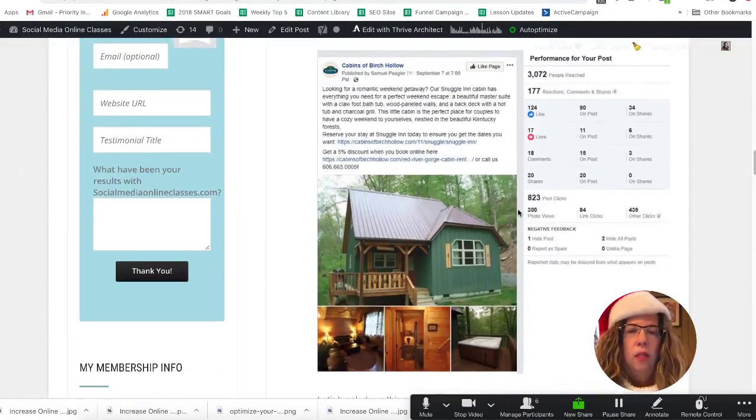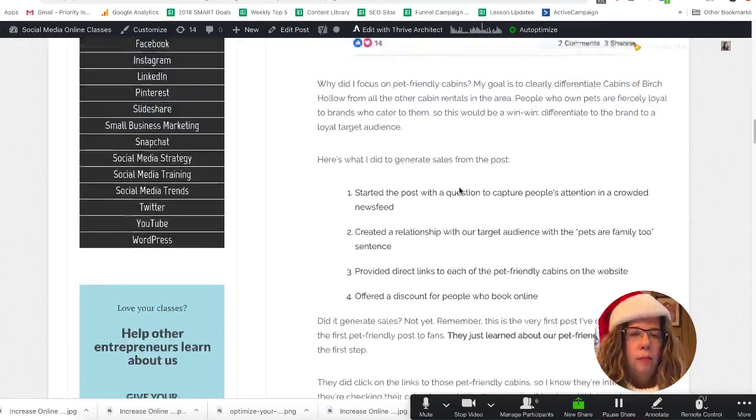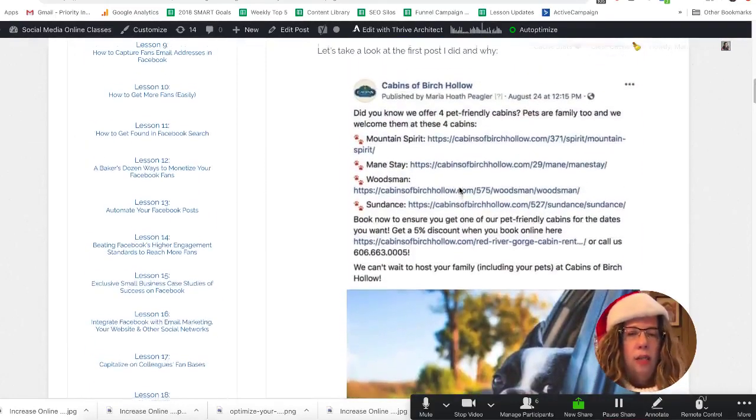However, this post they did get bookings from because we focused on one cabin. We focused on one product or one service. Because up here, we're asking people to go look at all these and make a choice. And, you know, there was more to do.